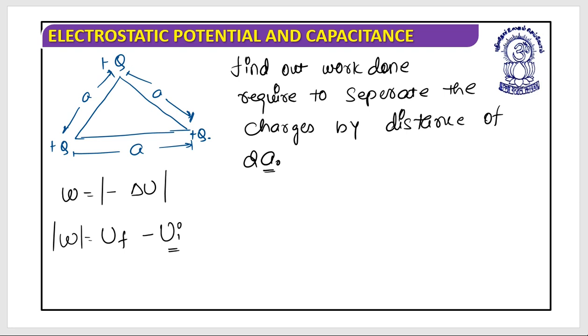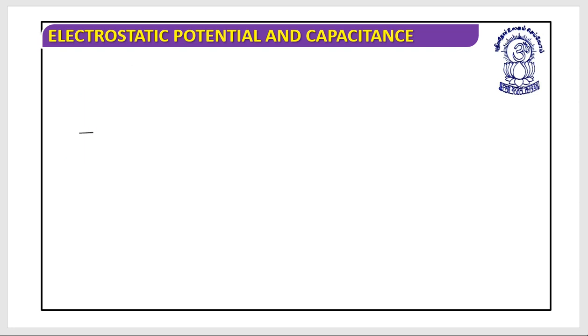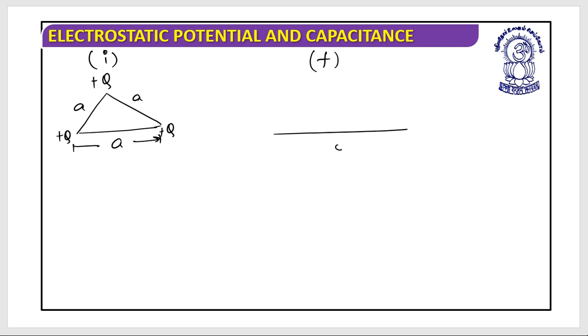So let's begin first. This was the initial system. Their separations were a, this is a, and their charges are plus q, plus q, plus q. This is the initial. Now the final: this is 2a, this is 2a, this is 2a. This is the final system. So my final system should look like this.